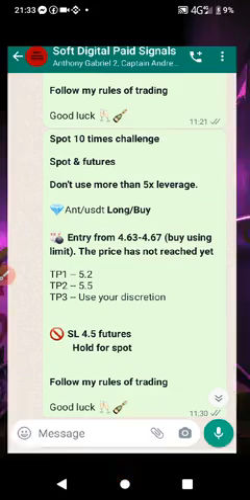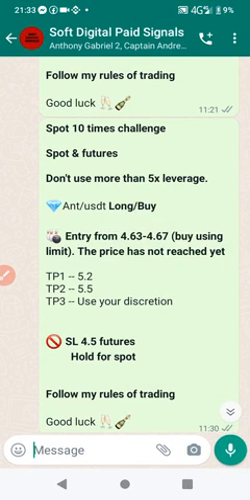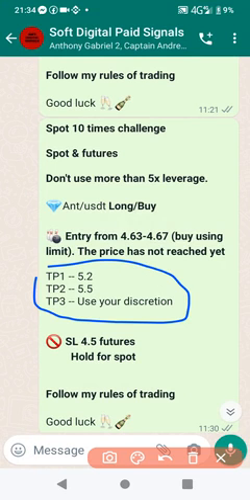Okay, good. Then the next thing we have here on our TP, there are other things there. We have 5.2, 5.5. Use your discretion. For now, focus on TP1. Leave the other ones. Focus on TP1 because you will confuse yourself. So just focus on TP1.